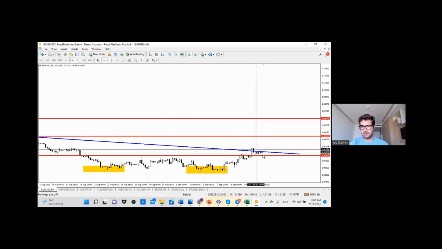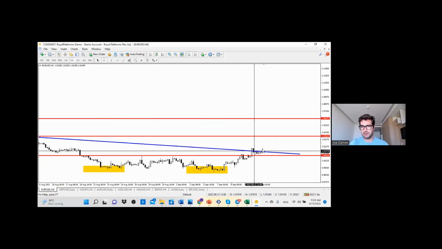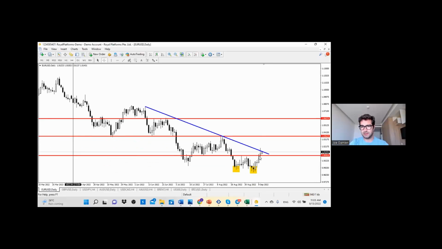We might see a move to this area here, 1.0101, and then all the way up until the 1.036. Okay, so what I will see is a correction. So we have impulse, correction, and then an impulse all the way up until the 1.036. This is on the daily time frame. Double bottom, we will see a breakout of the bearish trend line, and then a move all the way up until here.